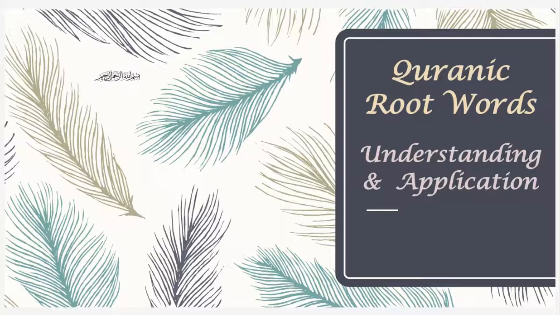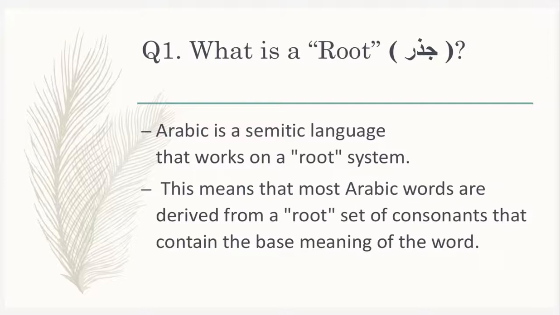Bismillahirrahmanirrahim. So we'll talk about our root words today, on how the words in Arabic are constructed. So what is a root? Arabic is called a Semitic language, right? Which means that every word has roots. Somehow the word is constructed. And what that means is that all the words in Arabic are derived from some common letters and some base meanings of consonants.